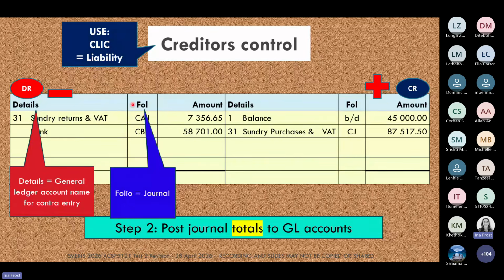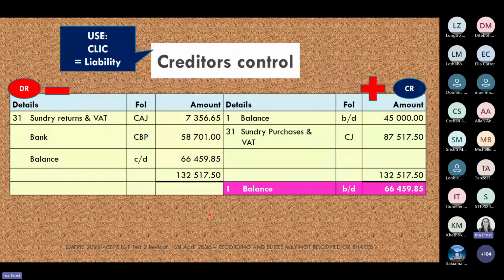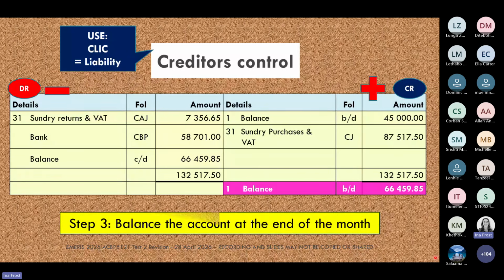In the folio column, we want to see your journal. So in which journal did I find this entry? And the amounts will always be a total unless you are posting from a general journal. And then lastly, we balance the account as I showed you earlier with the bank account.